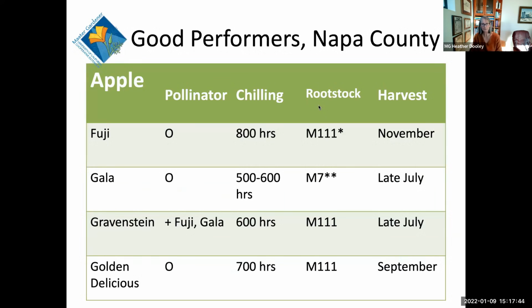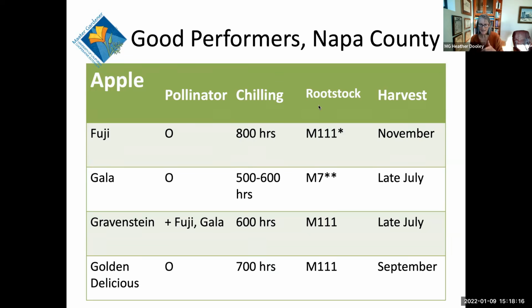Let's talk about apples and some examples here in the valley. Here's an example of a Fuji, Gala, and Golden Delicious. You'll note it doesn't require another apple tree to pollinate it. And then you can see the different number of chilling hours, and then there are different rootstocks. What is also interesting is the different harvest times. So there's a lot to think about with bare root fruit trees.